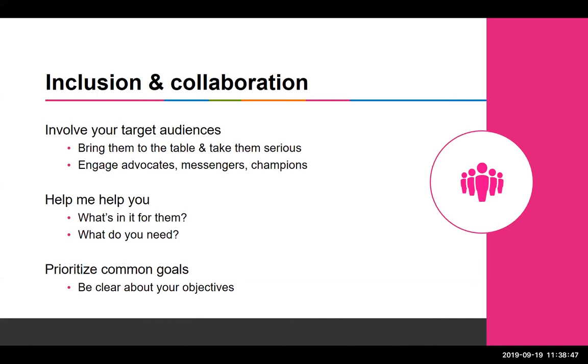And then in terms of thinking about what you need, do you need interviews, testimonials, hosts for events, roundtables, sponsors, people to recruit other people for you? Those folks in the iGen Generation Z network, they are Instagram influencers, and they can really help you get your message out there. So be mindful of all of those types of things, prioritize your common goals, and be clear about your objectives as you go.